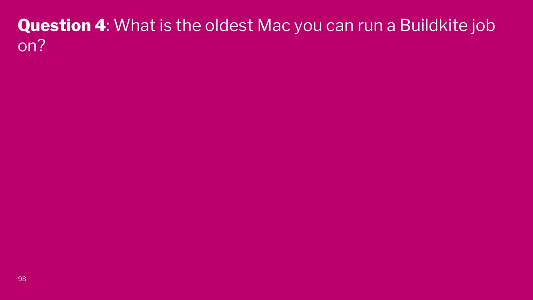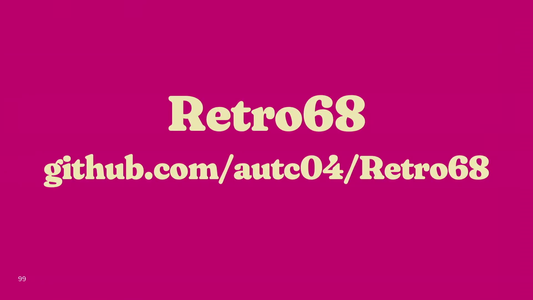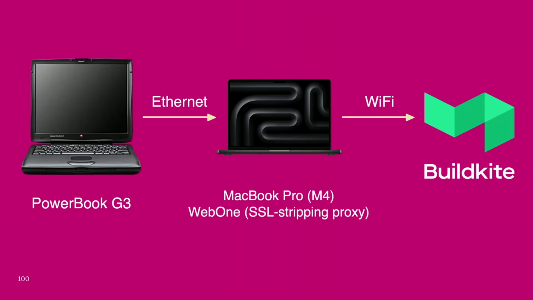But I think I can beat this by another 15. I'm going to use a piece of technology called Retro68. This is a port of the GCC compiler to target the M68K and the PowerPC chips used in much earlier Macs. And I'm going to do it like this. So under my jacket here, I have my PowerBook G3, which I'm now going to boot up. Feel free to come and have a look.